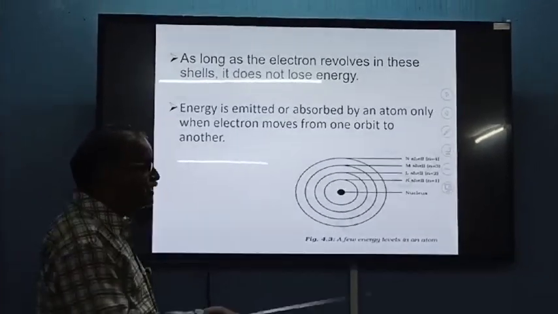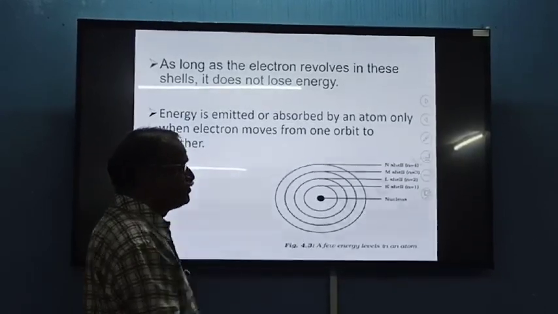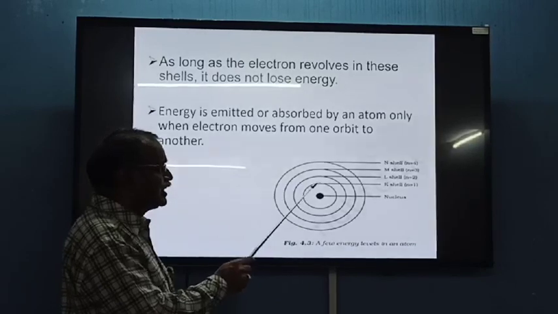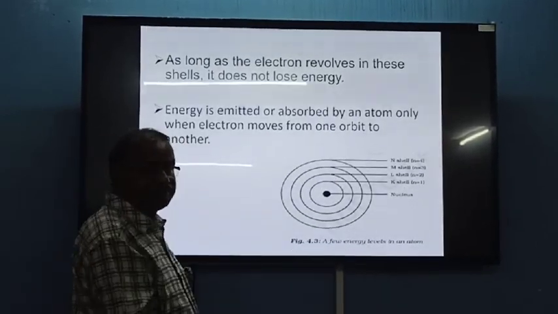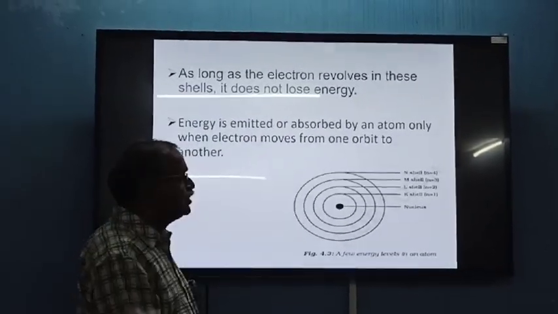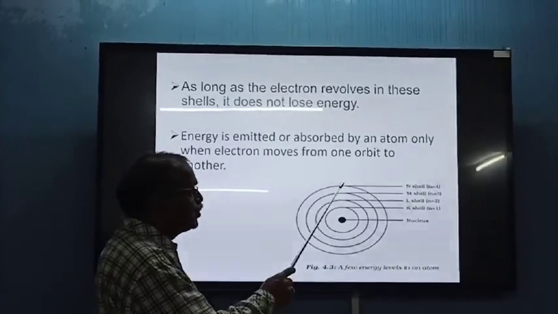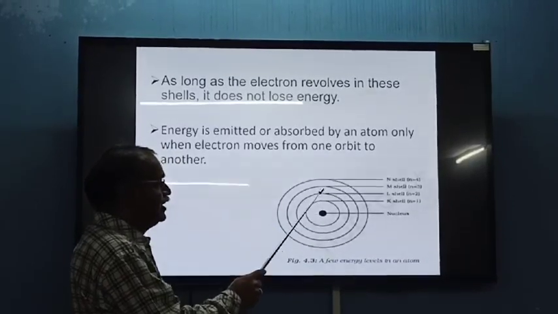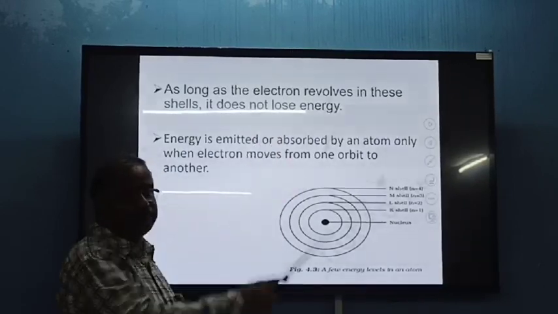And they are indicated with letters, starting with K. First one, next to the nucleus, is taken as the K shell, indicated as the first shell, n equal to 1. The second one is the L shell, n equal to 2. The third one is the M shell, n equal to 3. The fourth one is the N shell, n equal to 4. And so on: K, L, M, N, O, P, Q, like that you can continue.